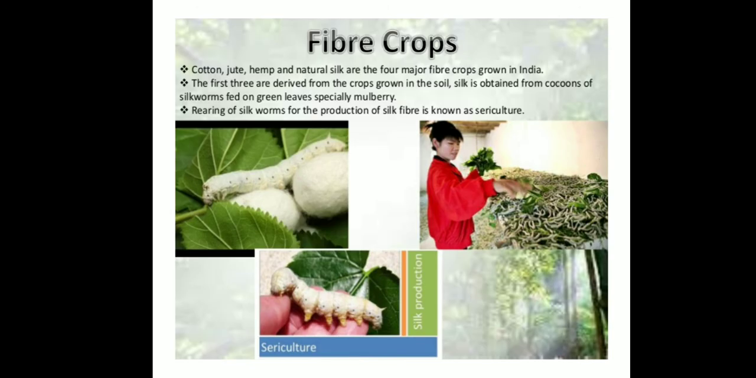After that, we have fiber crops. Cotton, jute, hemp, and natural silk are the four major fiber crops grown in India. The first three are derived from crops grown in the soil. Silk is obtained from the cocoon of the silkworm fed on green leaves, especially of mulberry trees. Rearing of silkworms for the production of silk fiber is known as sericulture. Hope, children, you have understood this much.